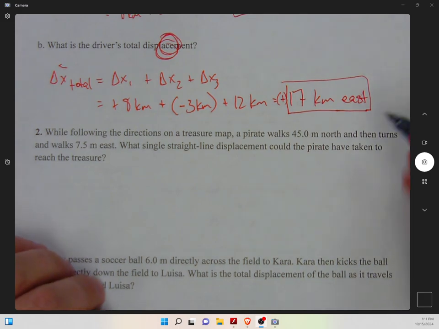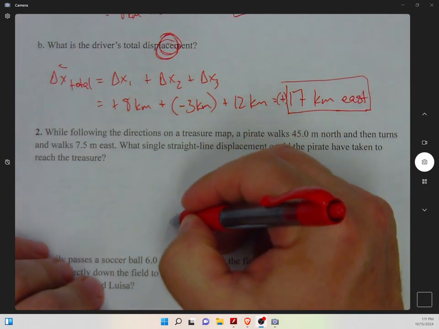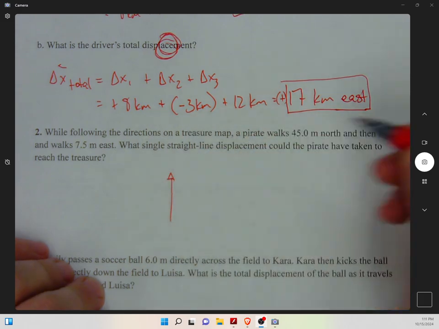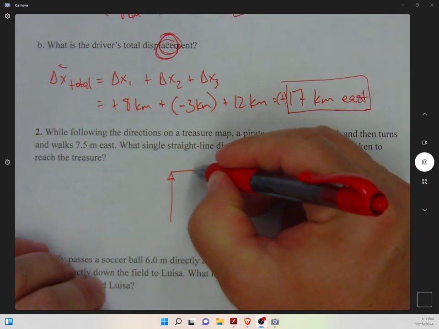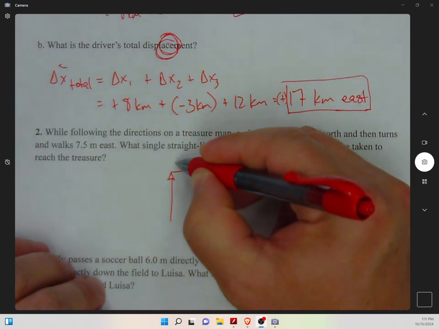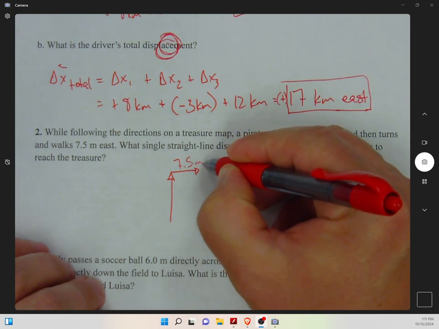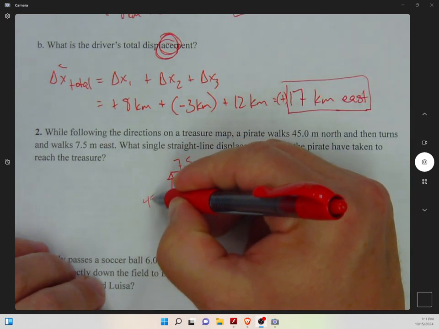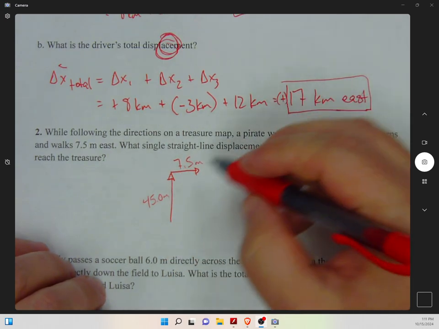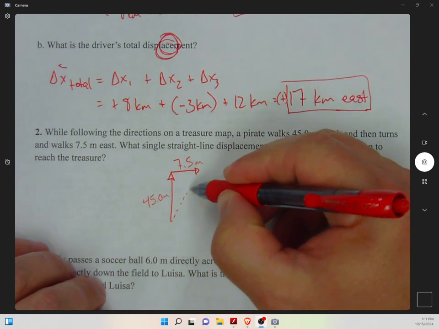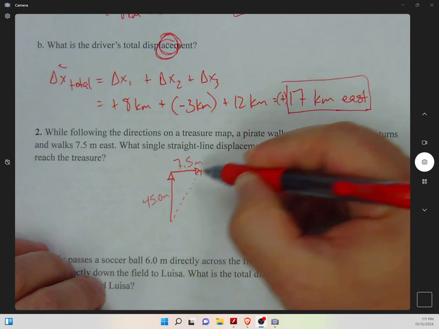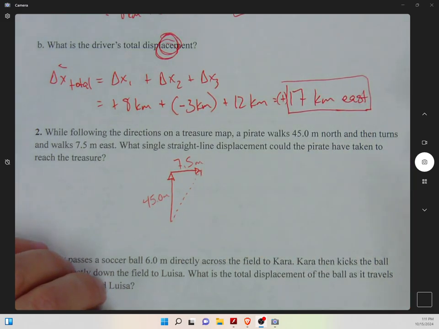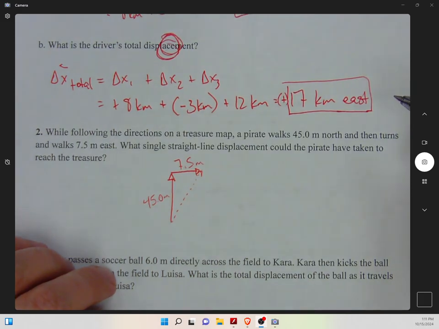So what do we actually have here? We have 45 meters north and then turns and walks 7.5 meters east. So what is the straight line displacement? Right, so we're looking for the value of the hypotenuse for this triangle that we've made here.